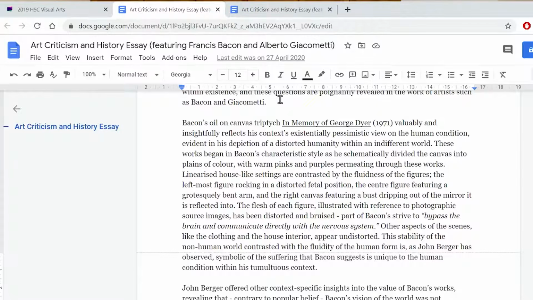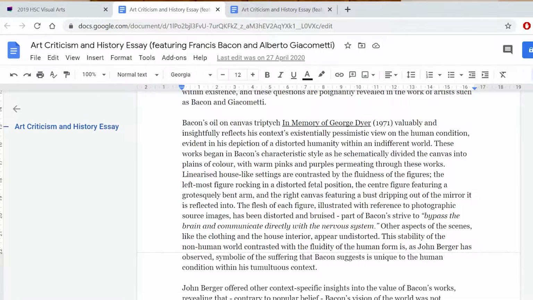So when it comes to the sub-thesis, make sure you are introducing your artwork, your idea, and connecting it to the question. Let's have a look at an example. So, Bacon's oil on canvas triptych in memory of George Dyer, 1971, valuably and insightfully reflects his context's existentially pessimistic view on the human condition, evident in his depiction of a distorted humanity within an indifferent world.